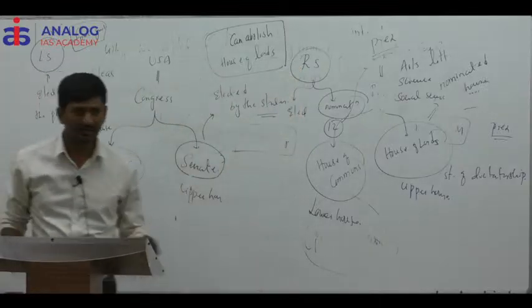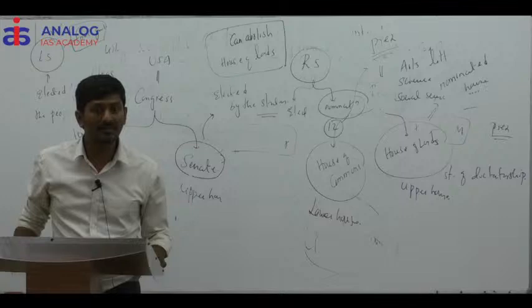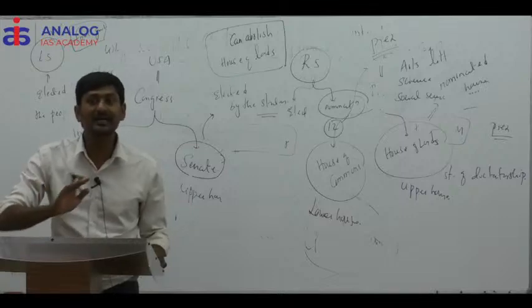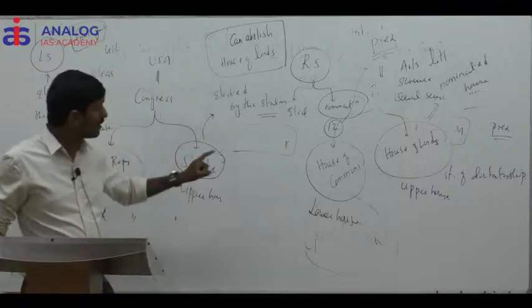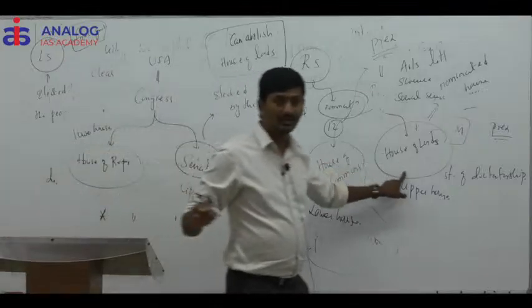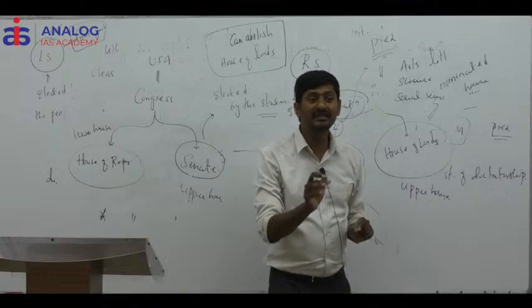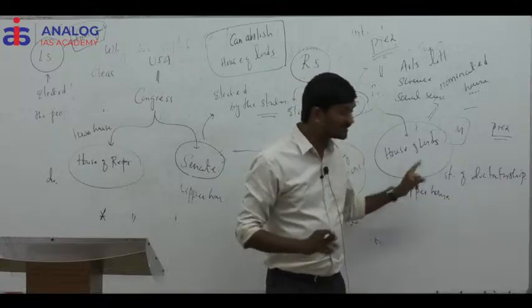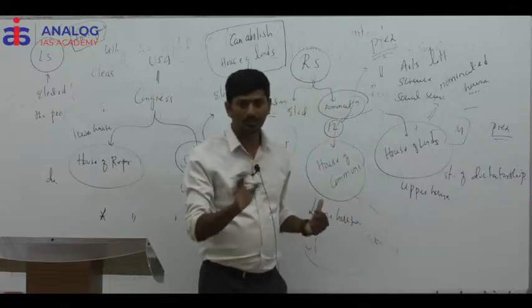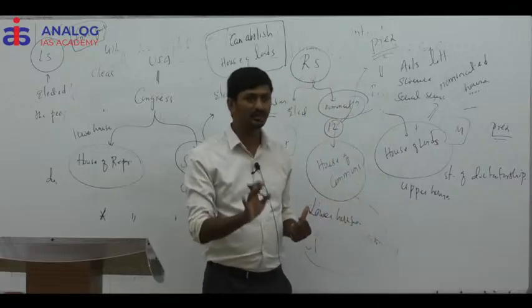Do you understand the point? That is, if the House of Commons wishes, it can even do away with the upper house. Got my point? The House of Commons can also remove this House of Lords. That feature is there in the UK. Okay, but in India's case, whether Rajya Sabha can be abolished by Lok Sabha? No, Rajya Sabha cannot be abolished by the Lok Sabha.